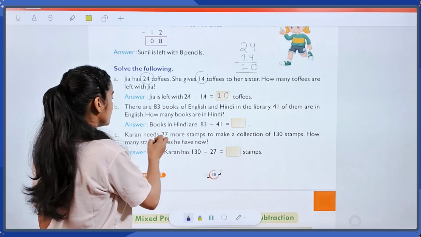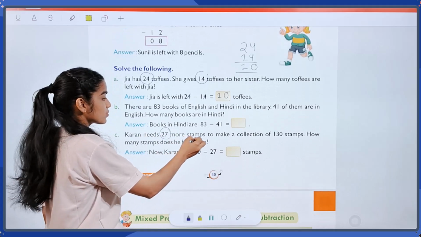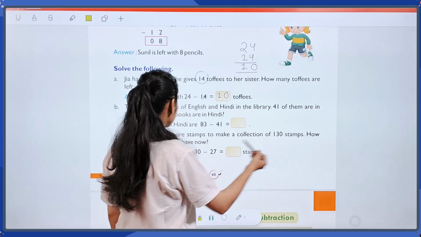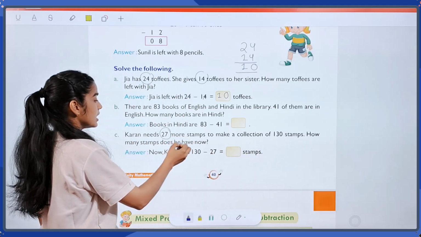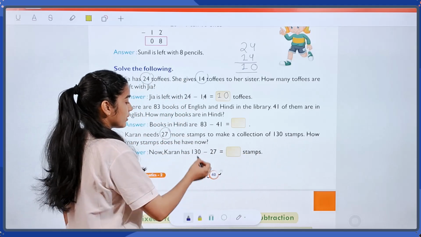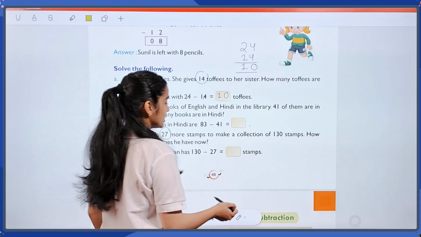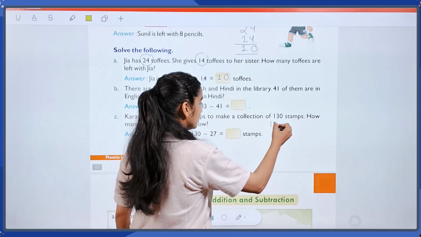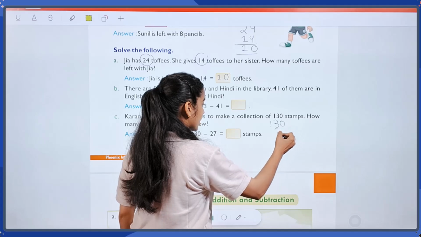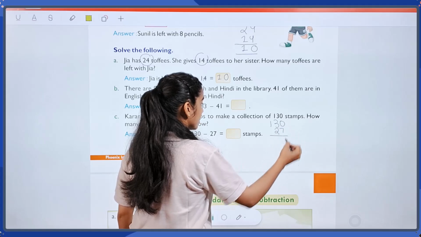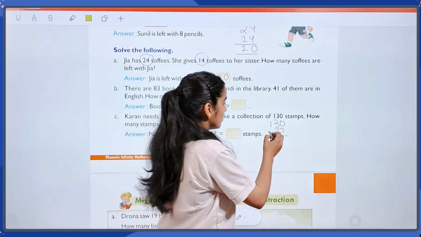Next, Karan needs 27 more stamps to make a collection of 130 stamps. How many stamps does he have now? So what you have to do is subtract 27 from 130.